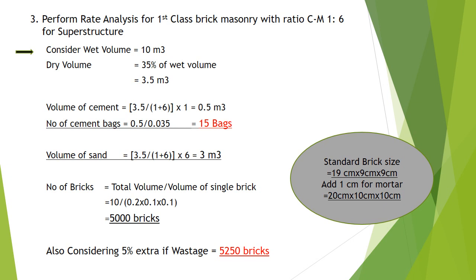So the number of bricks is the total volume, that is 10, divided by 0.2 into 0.1 into 0.1. All this is in meter, so the total, all this is in meter cube, sorry. The total number of bricks is equal to 5000 bricks. This 5000 is considerably a big quantity, so I have just considered 5% extra. There may be some wastage. So the total quantity of the bricks is equal to 5250.